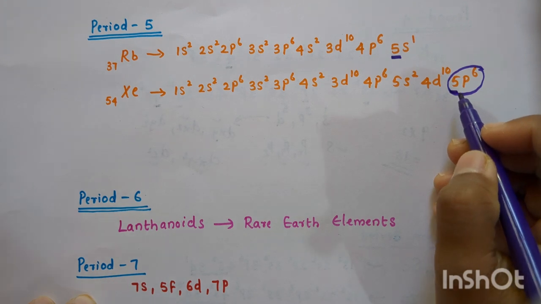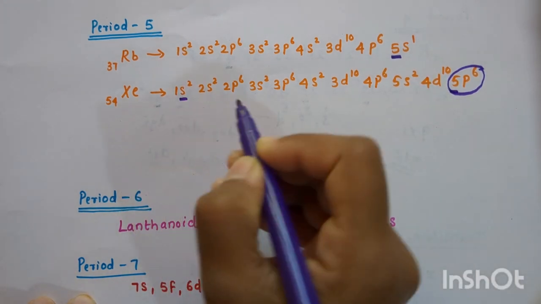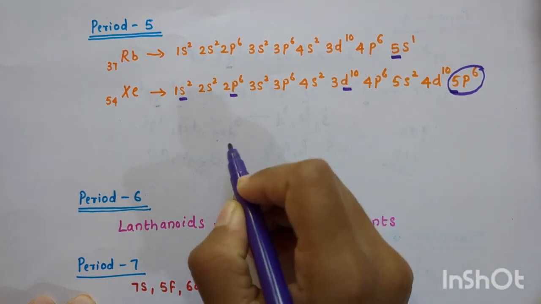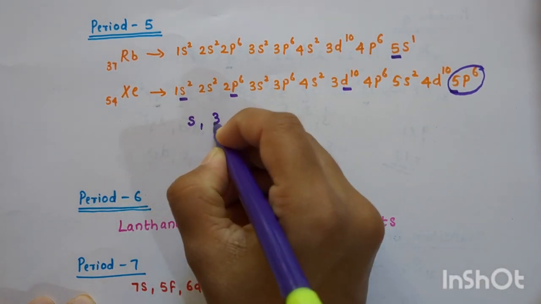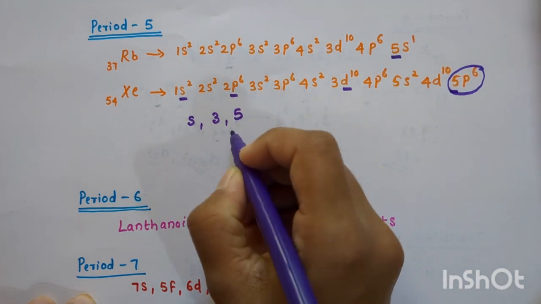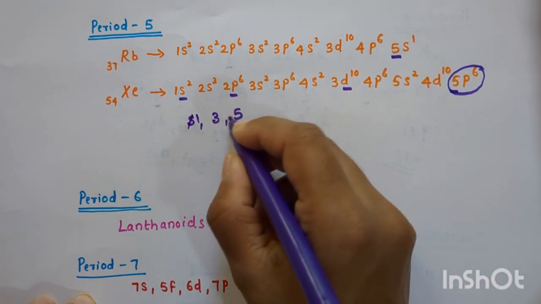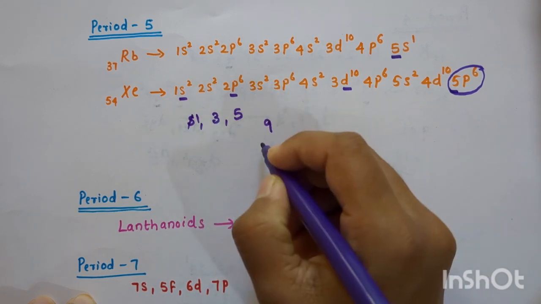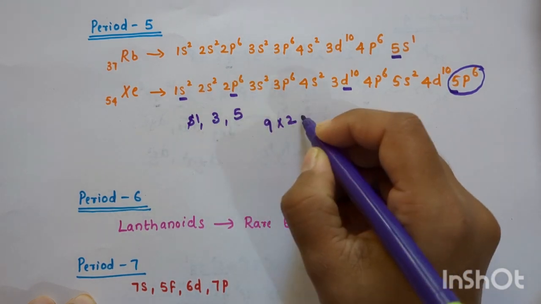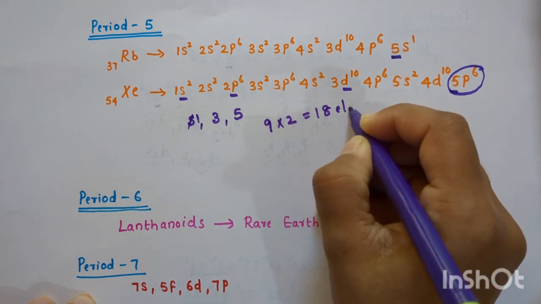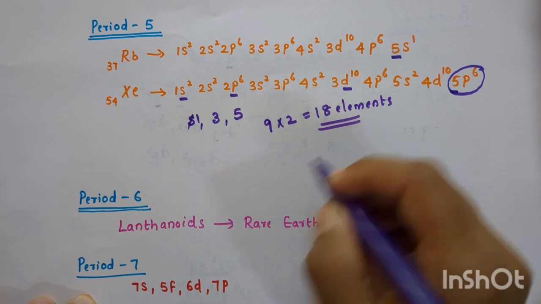And you see how many atomic orbitals are available in the fifth period. S orbital is available, p orbital is available, and d orbital is available. So total 1 s, 3 p, and 5 d orbitals are available. So 5 plus 3 is 8, plus 1 is 9 orbitals. The number of elements would be twice this number of atomic orbitals. That is, a total of 18 elements are available in the fifth period.